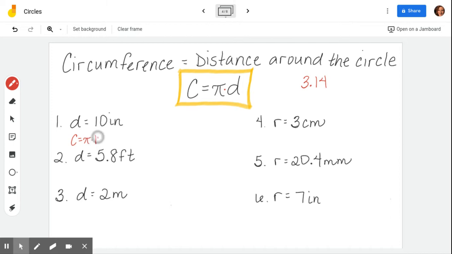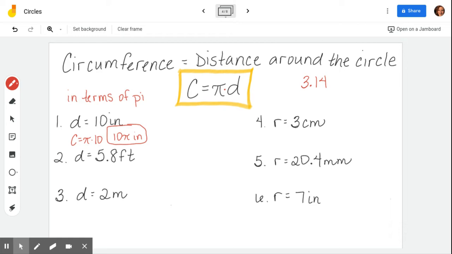Now, if it says leave it in terms of pi, sometimes you'll be asked to do that. Sometimes they'll tell you to use 3.14. In terms of pi means leave pi in your answer. Treat it kind of like you would a variable. You want to put the number first, like a coefficient. So in terms of pi, I would just call this 10 pi inches.